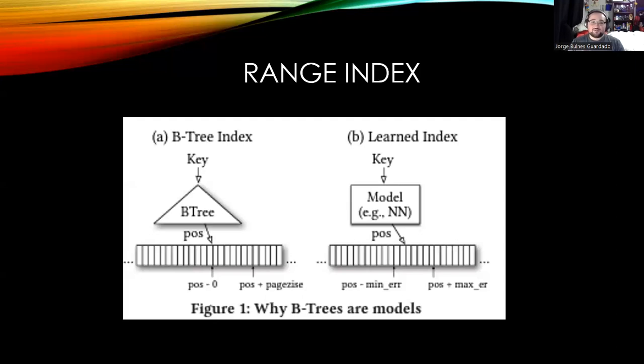The data has to be sorted anyway to support the range request, so any error is easily corrected by a local search around the prediction. And thus, we can see that we will be able to replace the B-tree with any other type of regression model, including linear regression or neural nets.